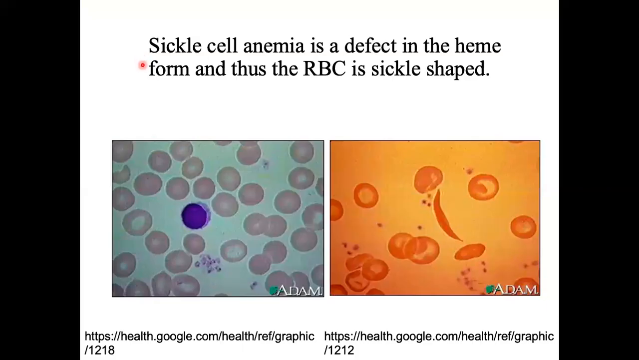It's inherited, so it passes down from generation to generation, right? It's inherited from your parents. It's a mutation in the alpha subunit, and because the alpha subunits are mutated and they're stuck in this bag of a red blood cell, the red blood cell is going to be misshapen or sickle shaped.